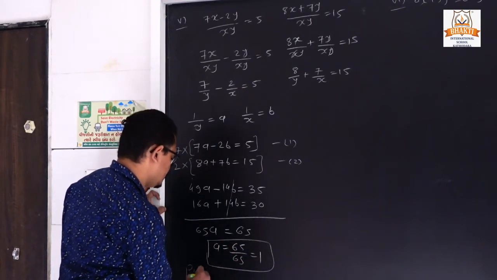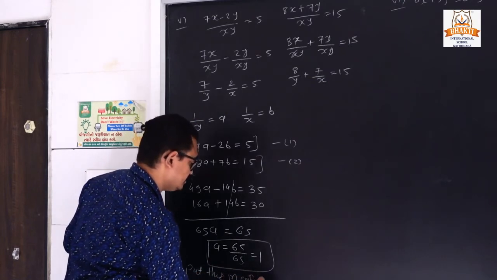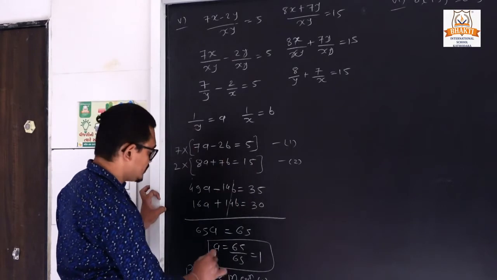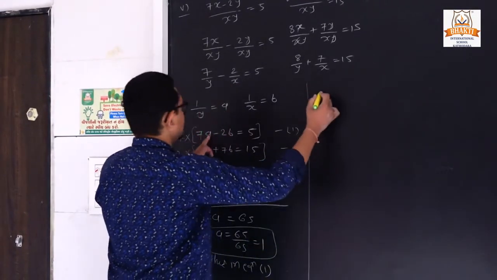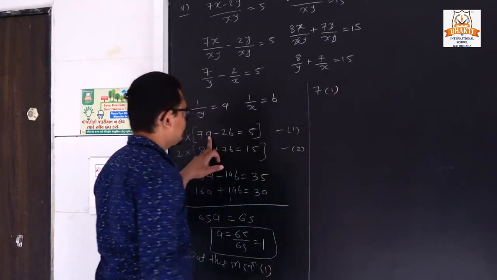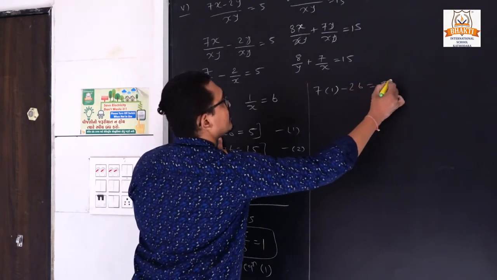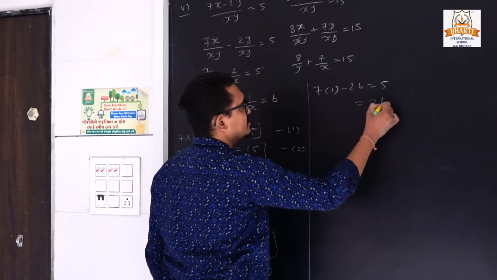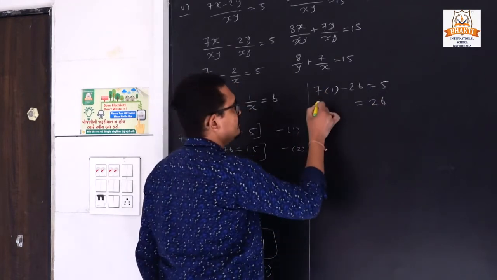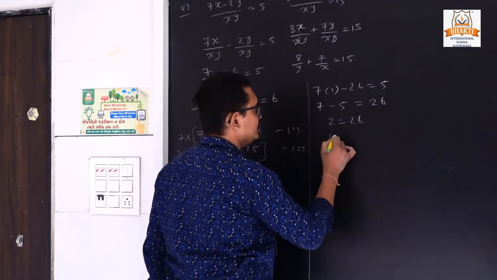Now we will put this in equation number 1 here. So A is replaced with 1. So 7 in bracket 1 minus 2B is equal to 5. So 7 ones are 7 and this 2B is going to the second side, so it becomes plus, and this 7 and 5 is going to the second side. So 2 is equal to 2B, so B is equal to 1.